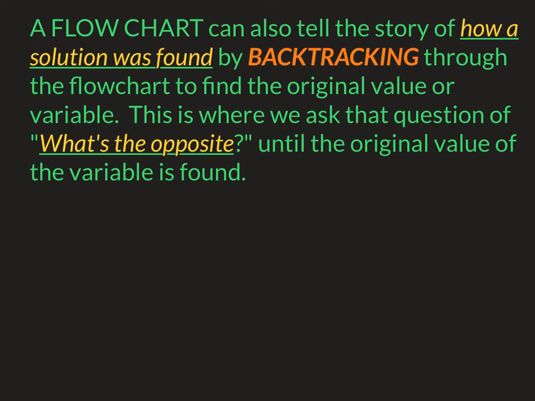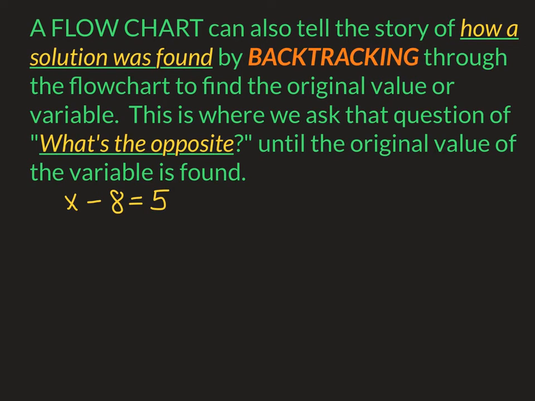Okay, so a flowchart can also tell the story of how a solution was found. So remember, the solution was the output by backtracking through the flowchart to find the original value or that original variable. And this is where we always ask that question, what's the opposite? I know we've already started doing that, and we keep asking it over and over again until the original value of that variable has been found. So, for instance, if I have, we'll start with the 1-step ones, say, x minus 8 equals 5.